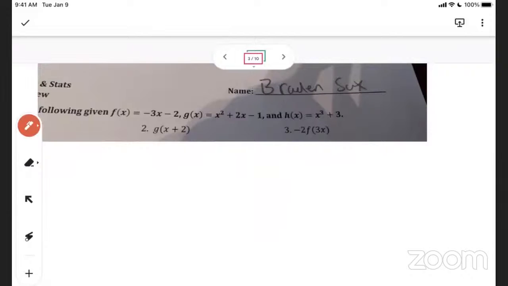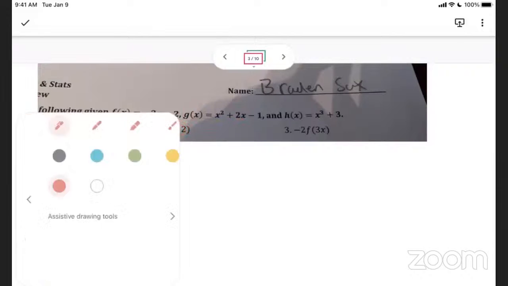All right, I'm back. Okay, so this question is asking us, what's g of x plus 2? So remember, whatever is inside the parentheses in functional notation is what you plug in for all of the x's in the function. See how there's 2 x's? So you literally plug in x plus 2 for those 2 x's.